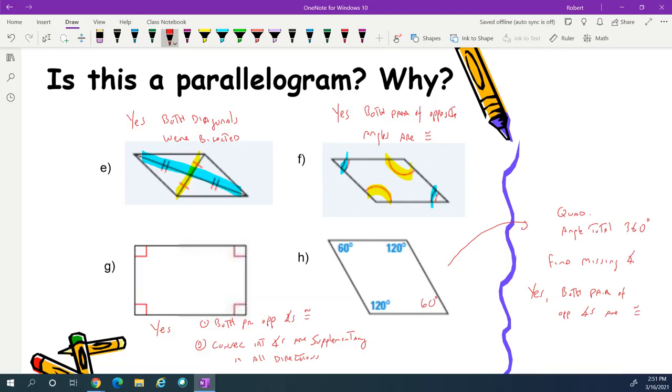So sometimes we have to do a little work. We could have a bunch of algebraic expressions that we have to work out. But once we identify the information, we can determine if it is a parallelogram.